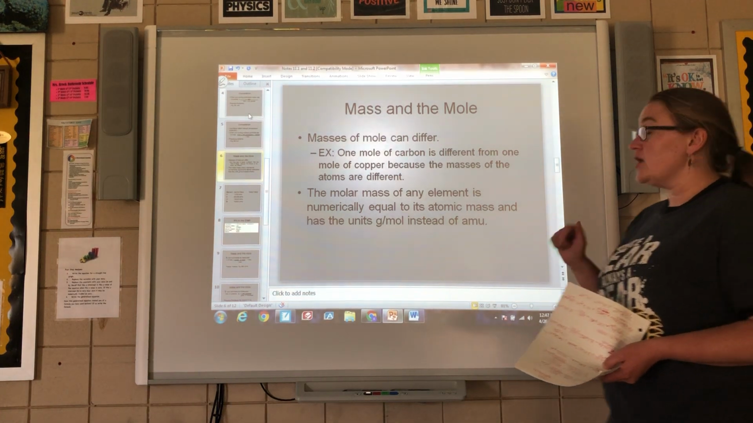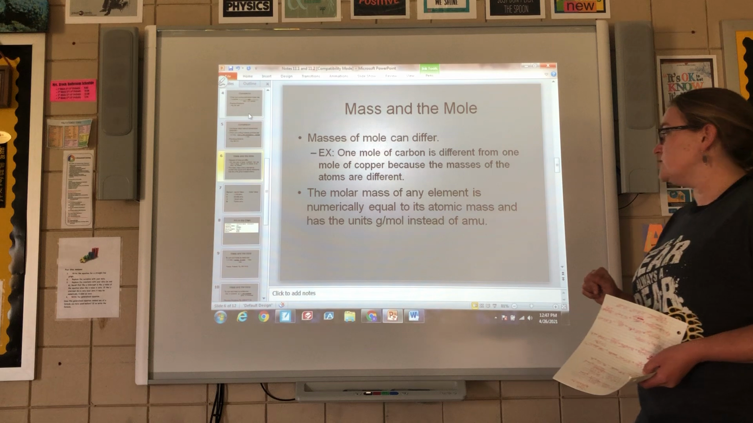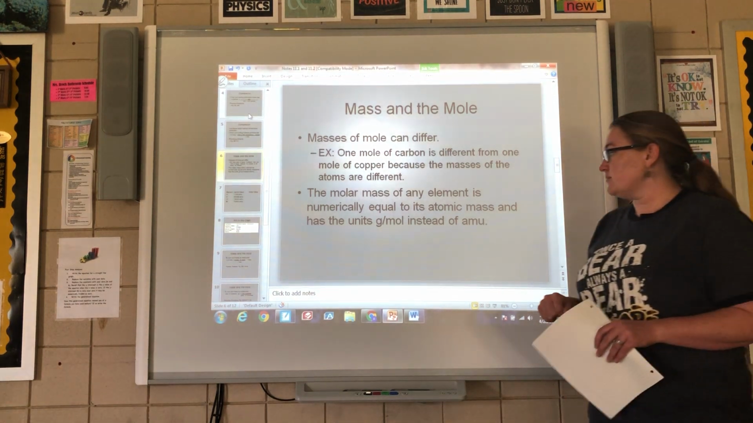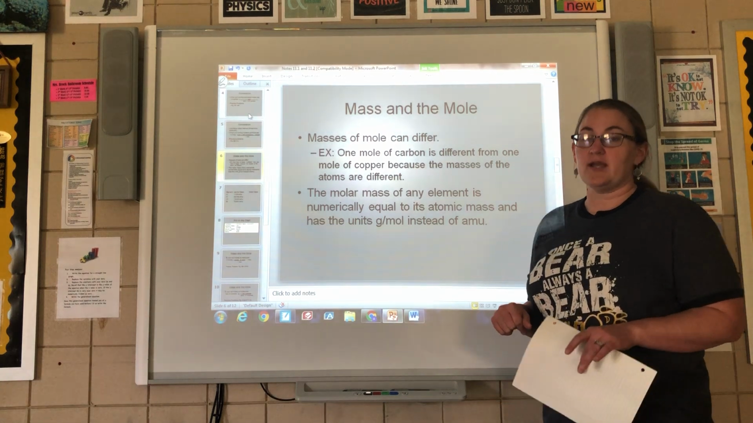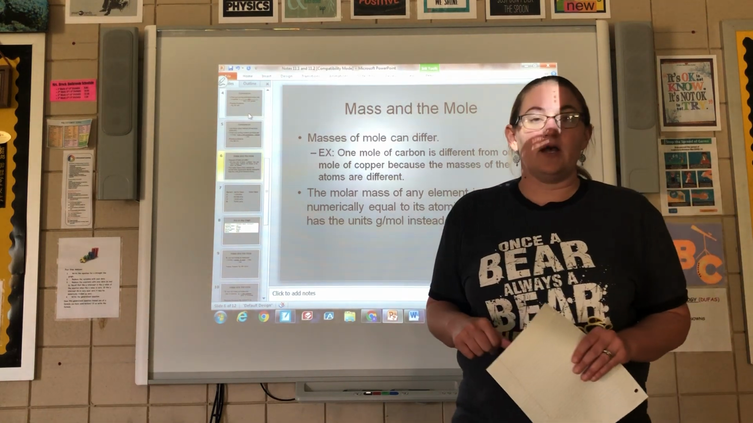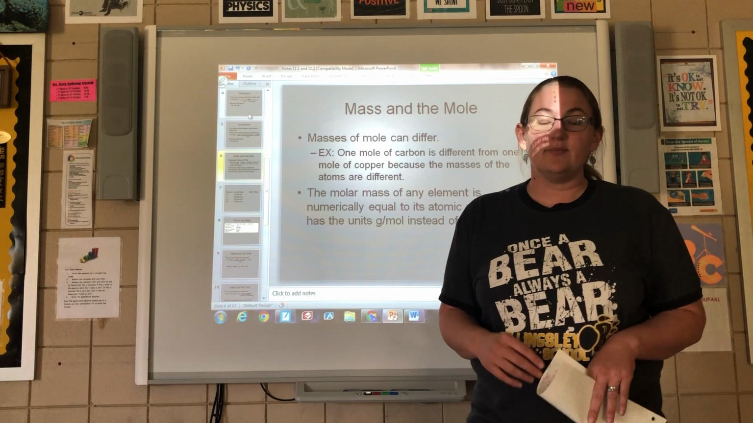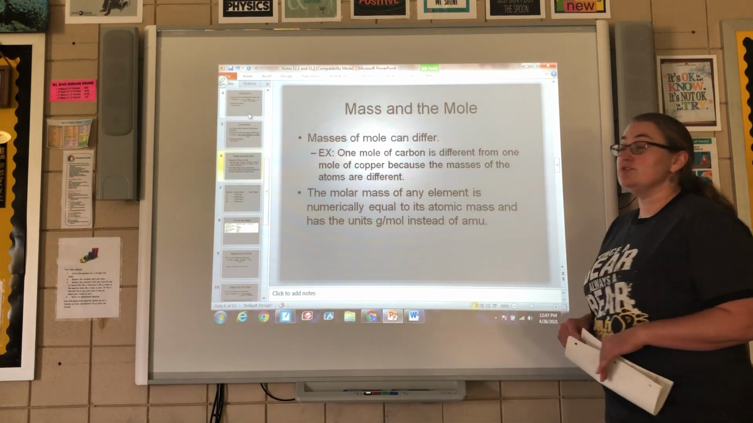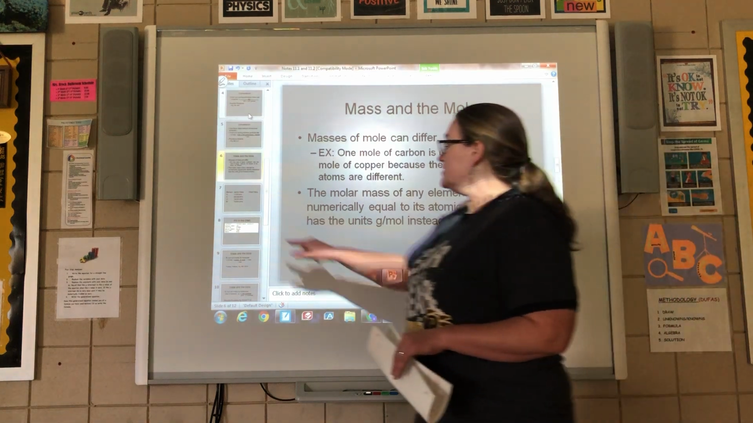You'll see here in your notes that the molar mass of any element is numerically equal to its atomic mass and has the units grams per mole instead of atomic mass units, or AMU. You will need your periodic table. So if you don't have your periodic table, you need to pull it out for this because you will need it. All right, so let's look at this slide.